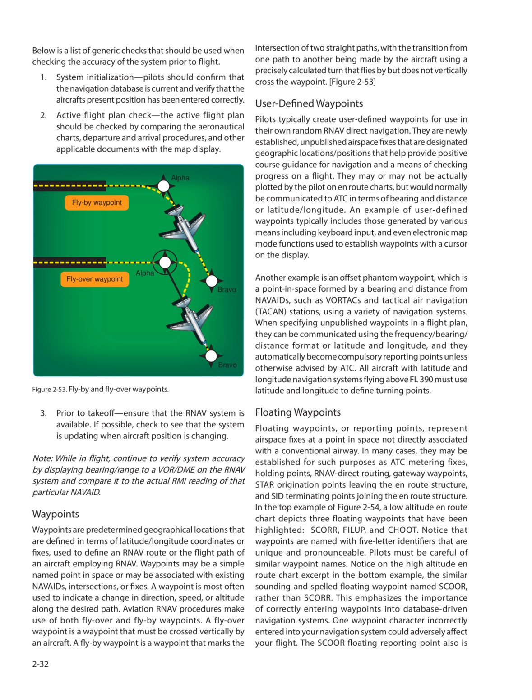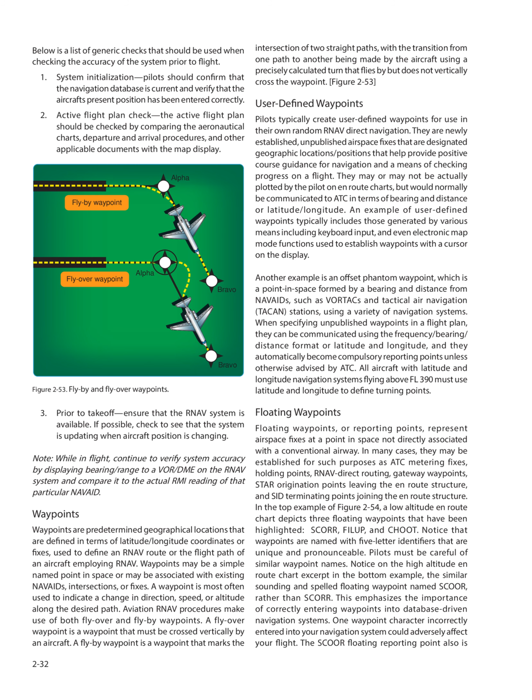Waypoints are predetermined geographical locations that are defined in terms of latitude/longitude coordinates or fixes, used to define an RNAV route or the flight path of an aircraft employing RNAV. Waypoints may be a simple named point in space or may be associated with existing NAVAIDs, intersections, or fixes. A waypoint is most often used to indicate a change in direction, speed, or altitude along the desired path. Aviation RNAV procedures make use of both flyover and flyby waypoints.